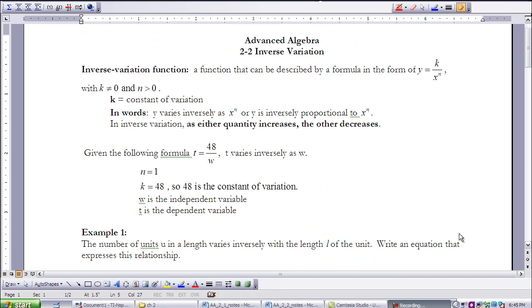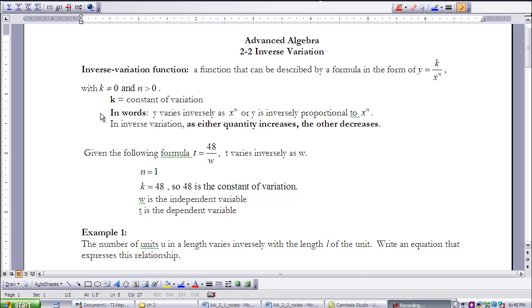In the second half of this video, I would like to look at inverse variation, and specifically inverse variation functions. That is a function that can be described by a formula in the form of y equals k divided by x to the power of n. Like direct variation functions, k is still not equal to 0 and n is greater than 0. K is still our constant of variation.